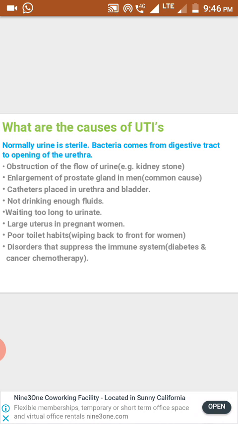Second is enlargement of the prostate gland, which is most common in elderly people, especially men. The passage of the urethra is blocked because of the enlargement, causing partial occlusion of the urethra, so there is retention of urine, which causes infections.